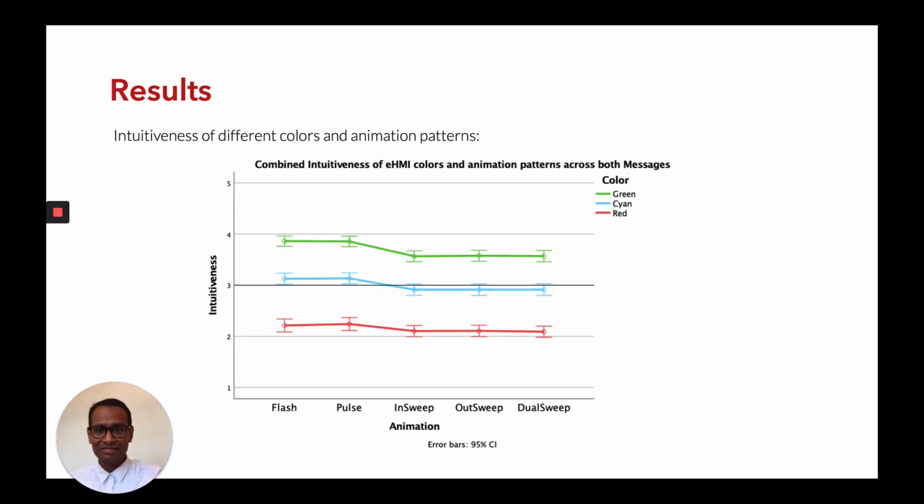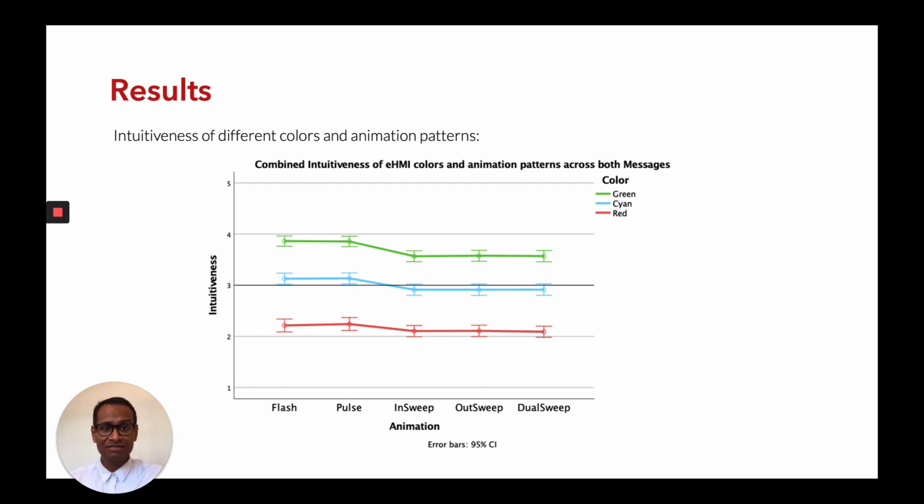So, onto the results. This graph gives an overview of how the different colors and animations played into the sense of intuitiveness for a yielding message from the car to the participants. On the y-axis, the score of 1 maps to a completely unintuitive nature of a stimulus, and 5 maps to completely intuitive. And on the x-axis, we have the 5 different animation patterns we tested.